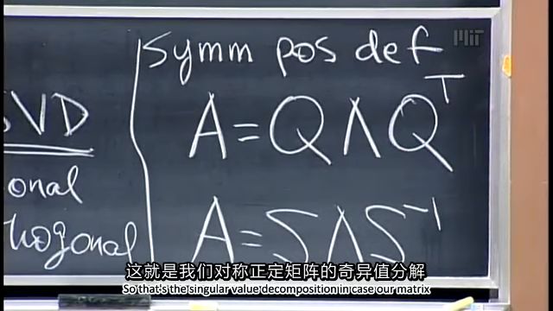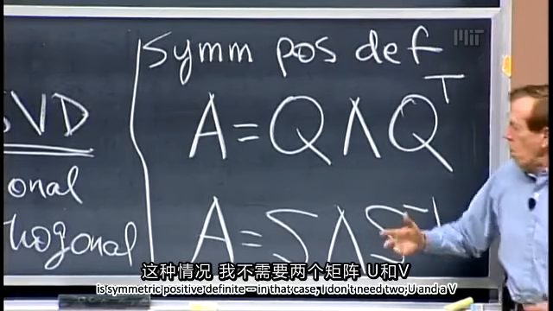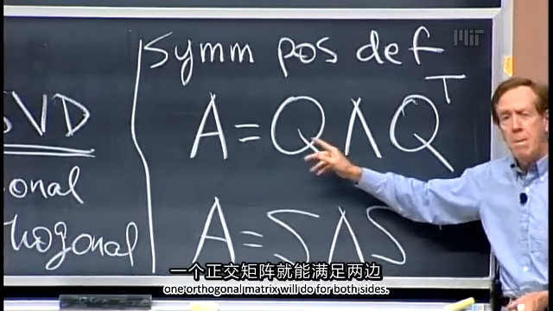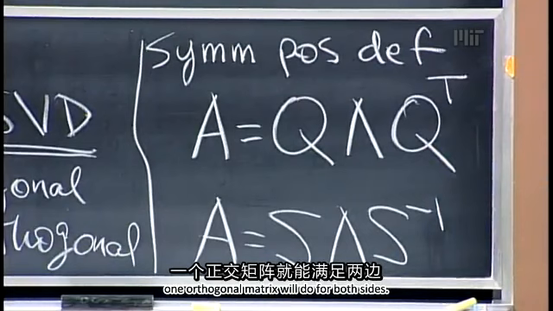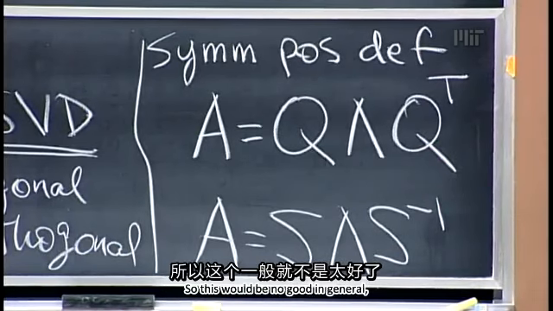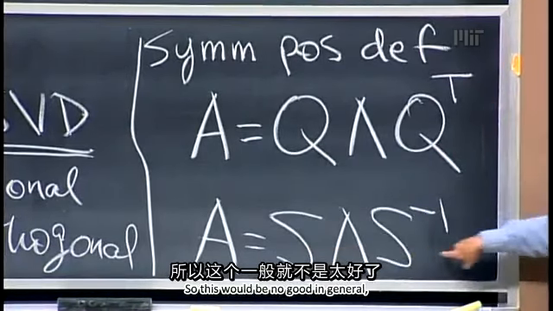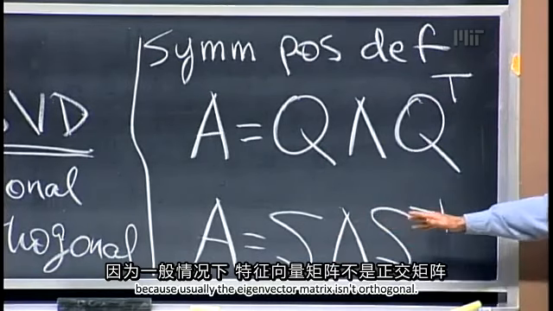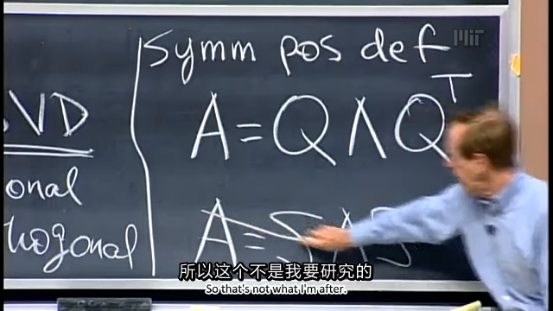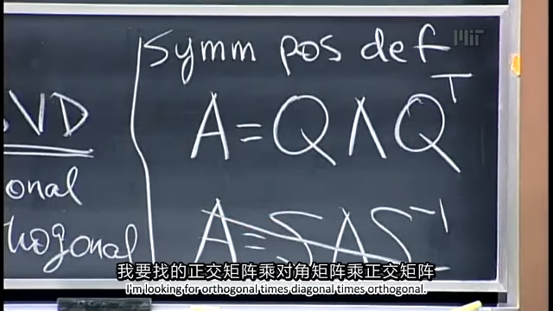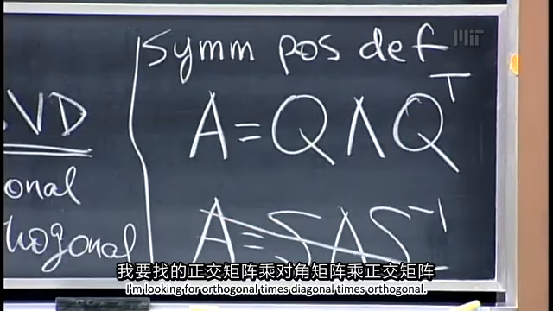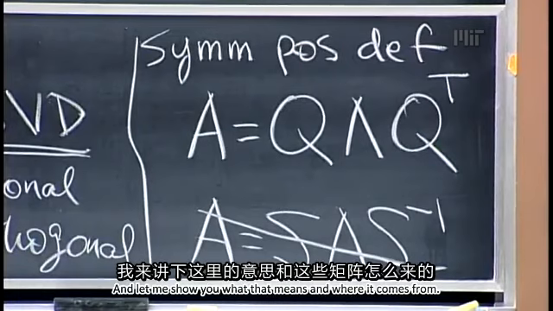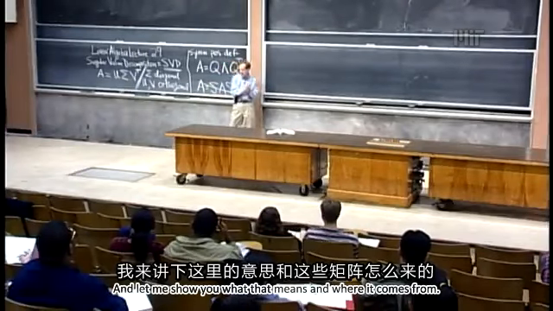In case our matrix is symmetric, positive, definite, in that case, I don't need two, a U and a V. One orthogonal matrix will do for both sides. But this would be no good in general, because usually the eigenvector matrix isn't orthogonal. So that's not what I'm after. I'm looking for orthogonal times diagonal times orthogonal. And let me show you what that means and where it comes from.